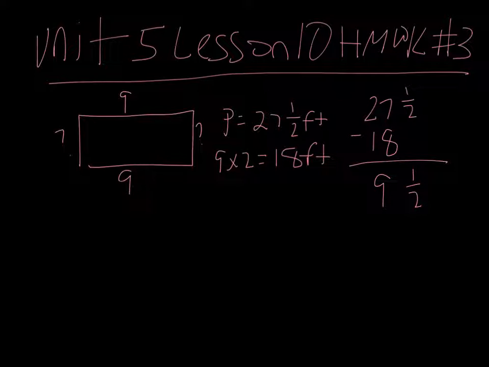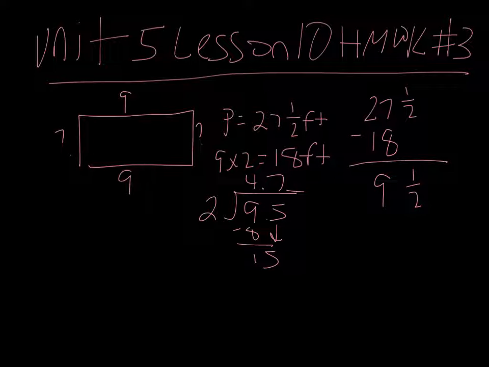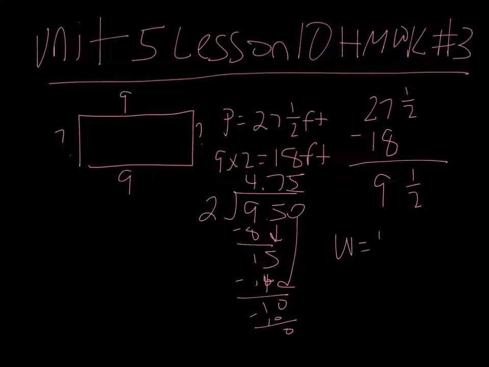and when we do the subtraction we get 9.5. Now that's 2 widths, so to figure out 1 width we're going to divide that by 2. So we're going to do 2 into 9.5, and when we do that long division we end up getting 4.75. And we all know 0.75 is really 3/4. So the width is 4 3/4.